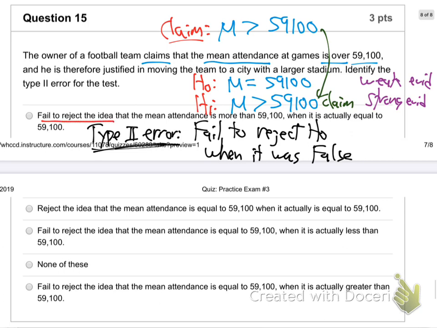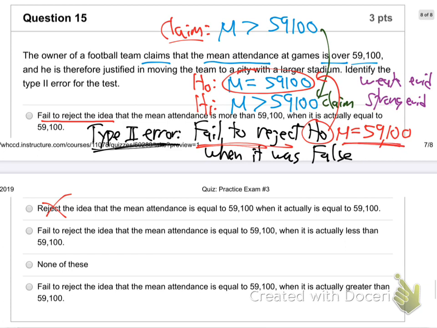Fail to reject. Is this a fail to reject thing? Yeah, for sure. So forget about the reject options, or that one reject option. I guess there's just one. So it's one of the three fail to reject. We've only eliminated one option so far. We're slowly getting there. Fail to reject what? The null. Well, what is the null? That right there. Fail to reject that mu equals 59,100. That's the null.